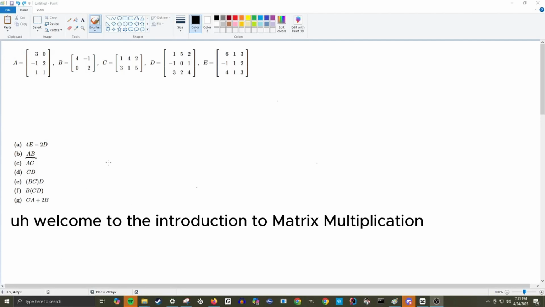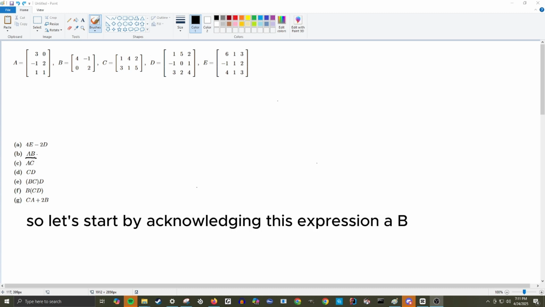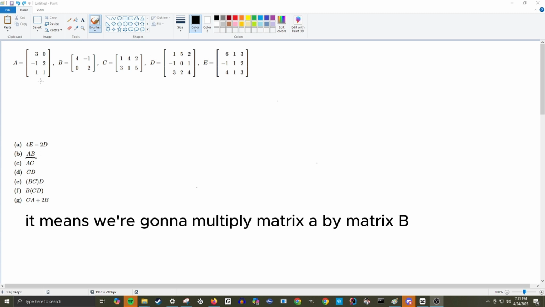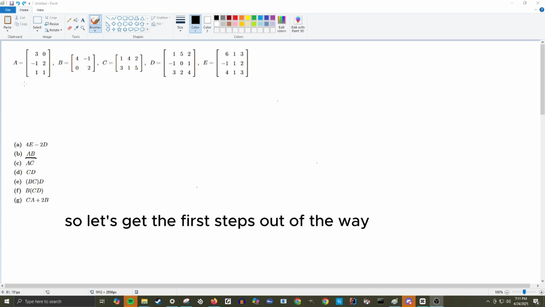Welcome to the introduction to matrix multiplication. So let's start by acknowledging this expression, AB. What does AB mean? It means we're going to multiply matrix A by matrix B. So let's get the first steps out of the way.